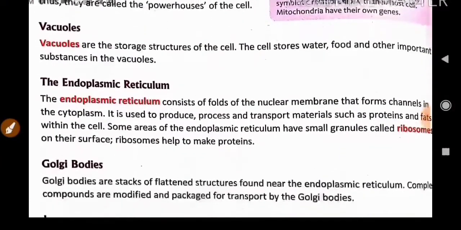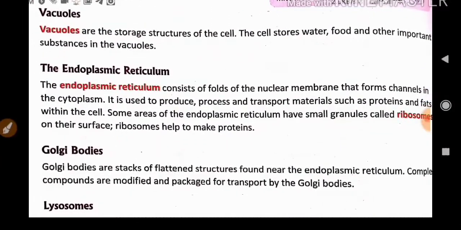The next organelle is the endoplasmic reticulum. The endoplasmic reticulum consists of folds of the nuclear membrane that form channels in the cytoplasm. It is used to produce, process, and transport material such as protein and fats within the cell. Some areas of the endoplasmic reticulum have small granules called ribosomes on their surface. Ribosomes help to make proteins.